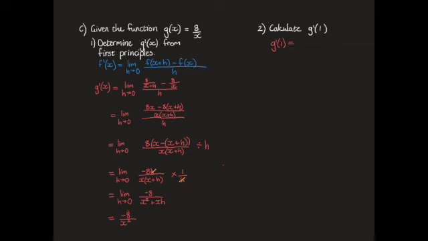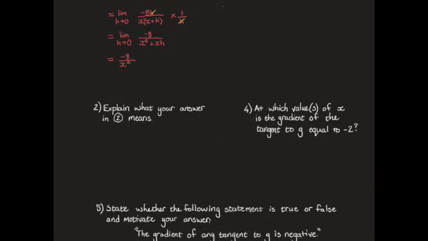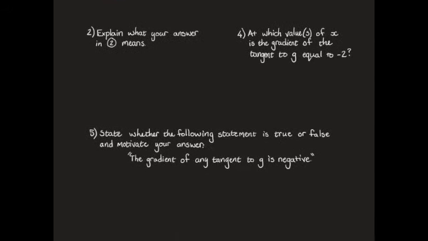The next question asks us to calculate the value of the first derivative when x is equal to 1, so we're just going to substitute that in. This, of course, gives us an answer of negative 8. The next question is quite interesting. It says, explain what your answer in question 2 means.